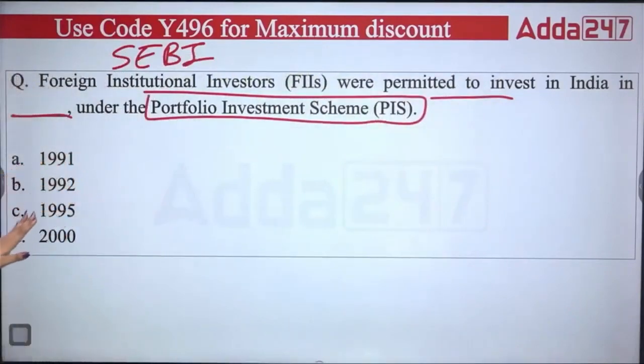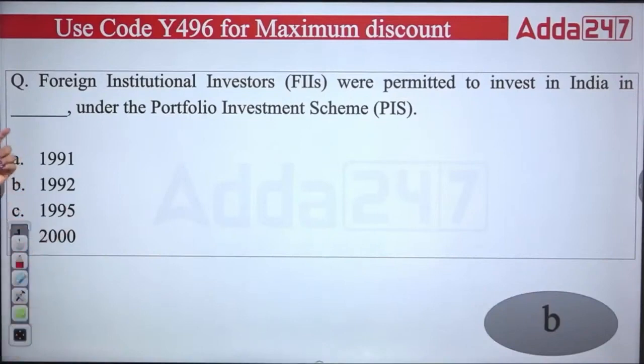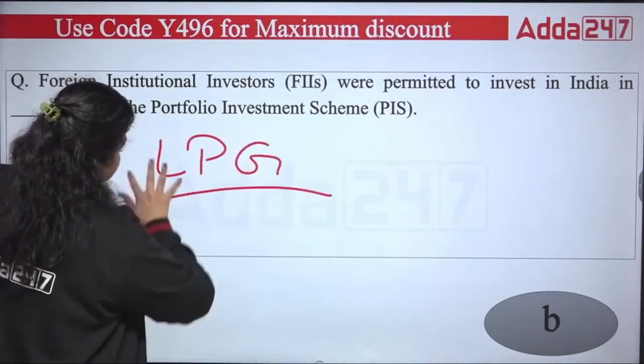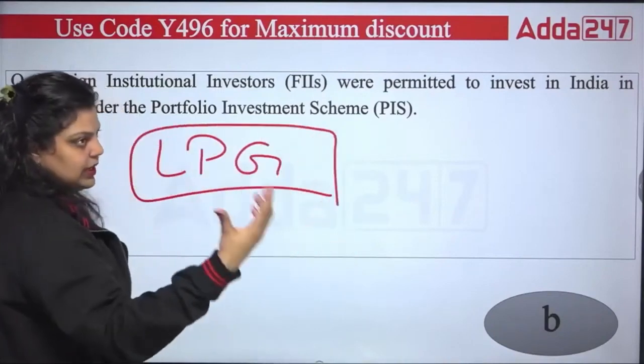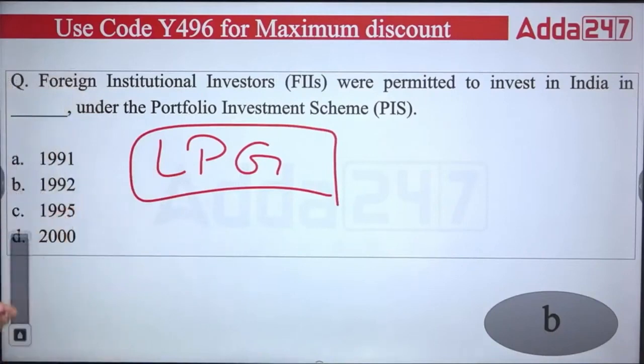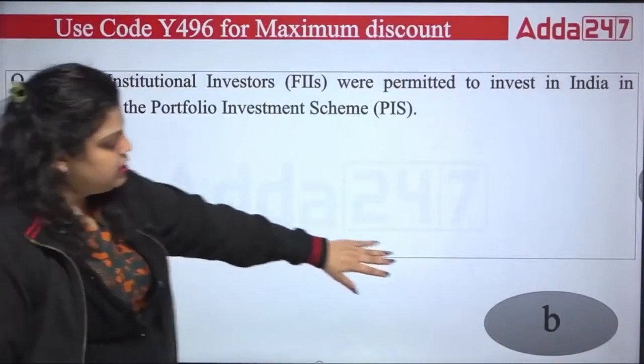And in which year was this done? 91, 92, 95, 2000. As we know, liberalization was done in 1991. So our answer will be 1992. They were allowed to invest in India in 1992, because in 1991, what happened? LPG. And because of this LPG, the rules and regulations became easy, and that made it possible for them to invest in India. So the right answer is B, 1992.